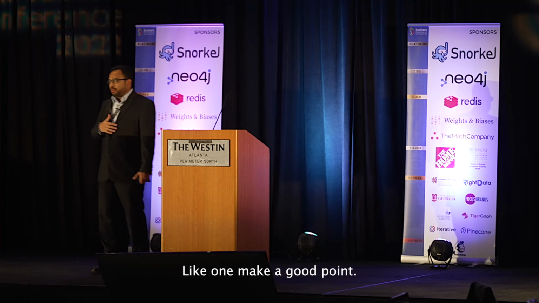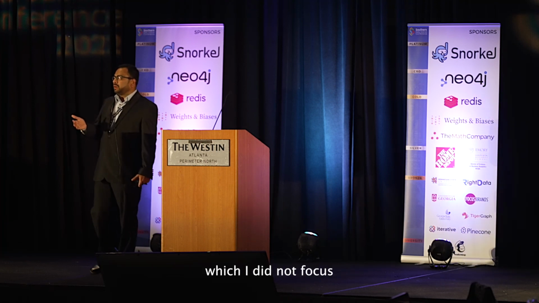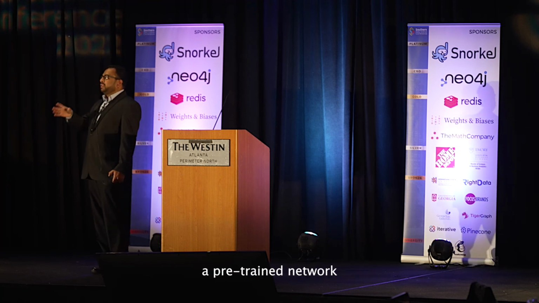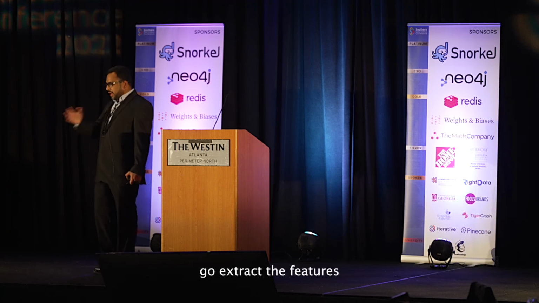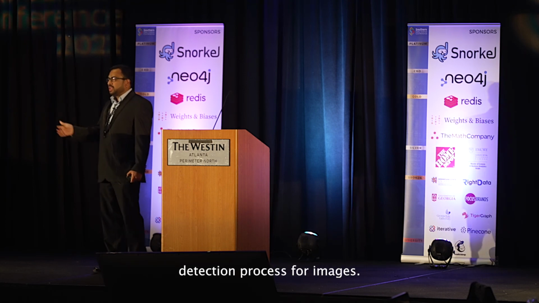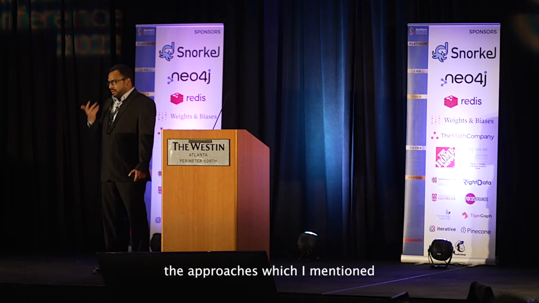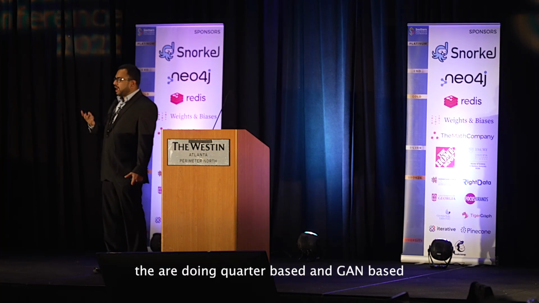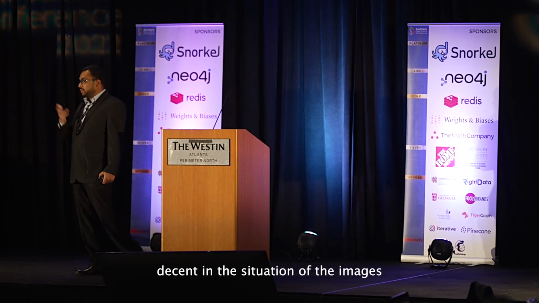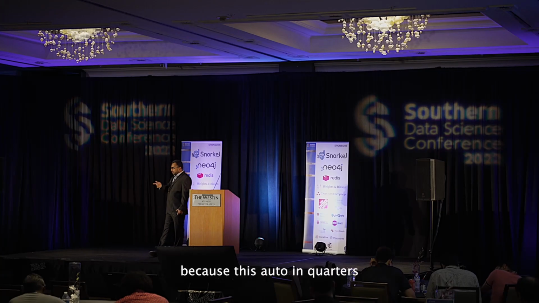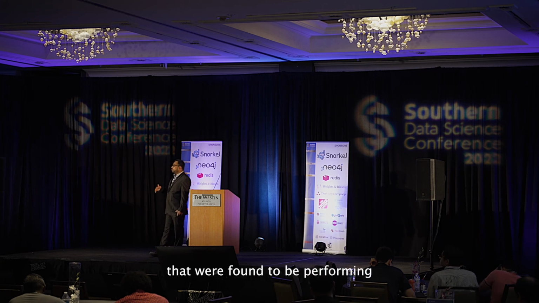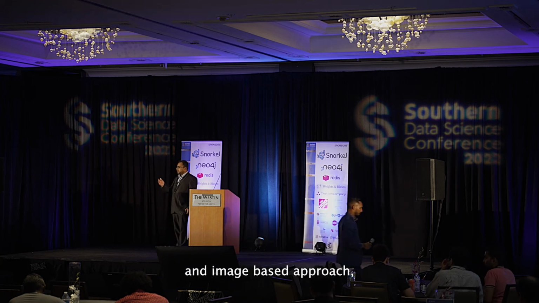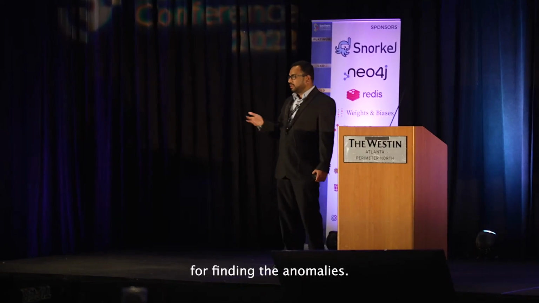Good point. I think one thing which I did not focus that much on was the features themselves, the feature extraction. Here we are assuming a pre-trained network from which we extract the features and then do the outlier detection process. For images, the approaches which I mentioned, both the autoencoder based and GAN based, should work decently, because autoencoders and GANs are found to be performing quite well for image scenarios. So for image generation and image based approaches, it should work pretty well for finding the anomalies.